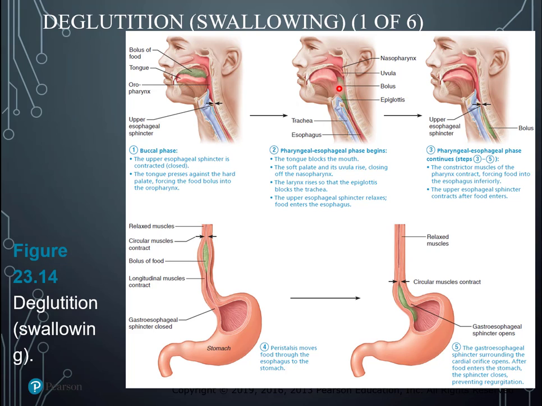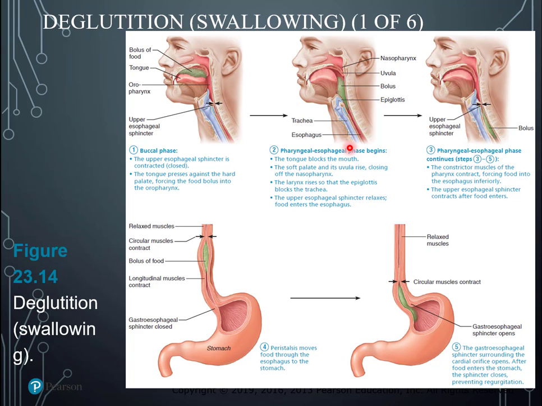And in this section right here, you call this the pharyngeal-esophageal phase. The tongue blocks the mouth. You can see that the tongue is a little bit raised here. The soft palate and its uvula rise, closing off the nasopharynx. The larynx rises also so that the epiglottis blocks the trachea, and you could see it right through here. Without that reflex coming down, you might get food into your windpipe, and that is not going to be good.